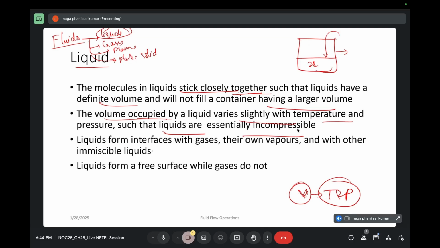And liquids also form interfaces with gases. These gases can sometimes be their own vapors, and also with other immiscible liquids as well. An example is an oil and water mixture, they form an interface, right? So liquids can form an interface with either gases, their own vapors, or other immiscible liquids. And also a liquid forms a free surface while a gas does not have it.